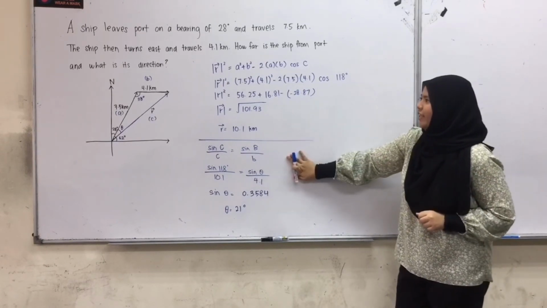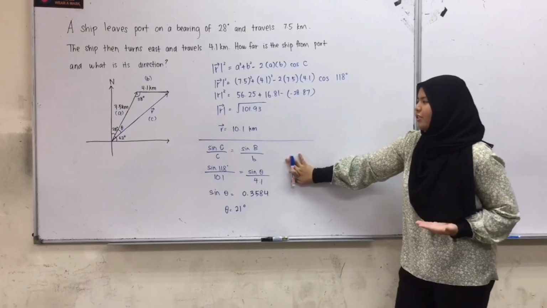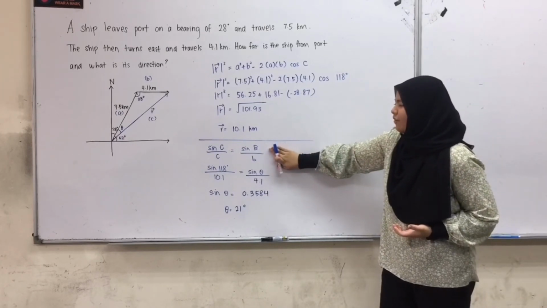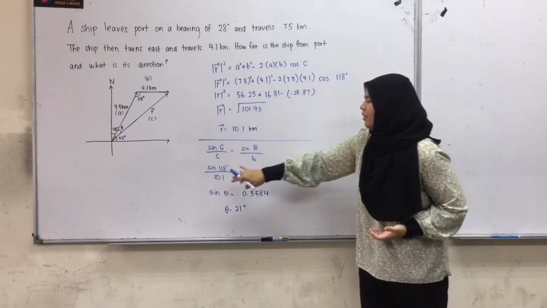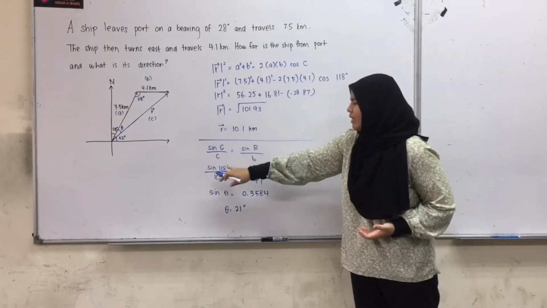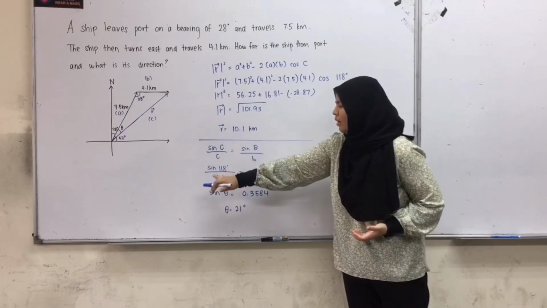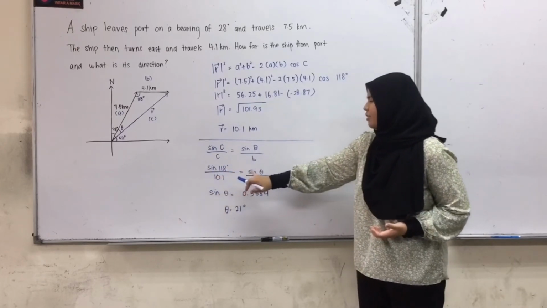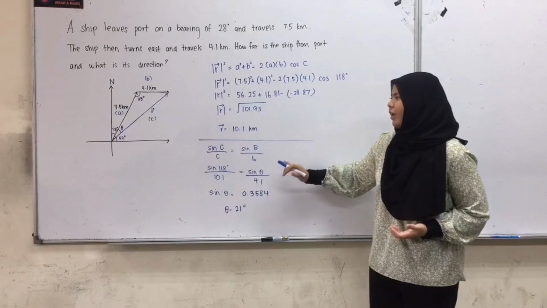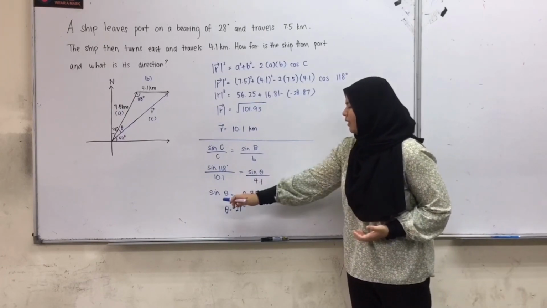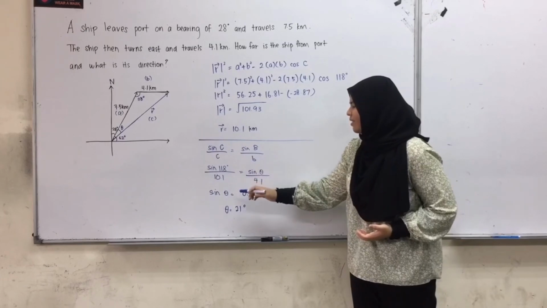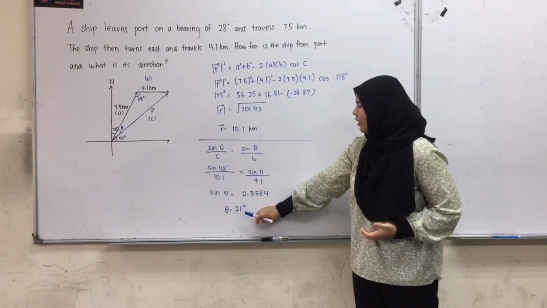Next, we have to find the direction, for which we use this formula: sin C over c equals sin B over b. Since we get C is 118, we just substitute in sin 118 over 10.1 equals sin theta, which is what we have to find, over 4.1. So for sin theta, we calculate, and we get 21 degrees.